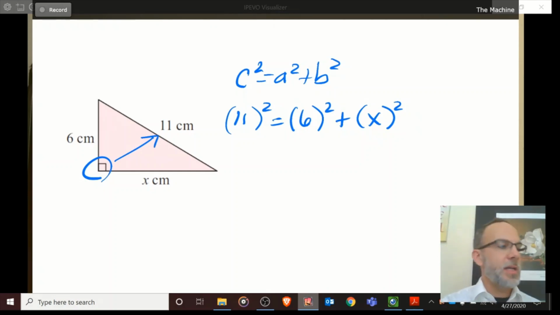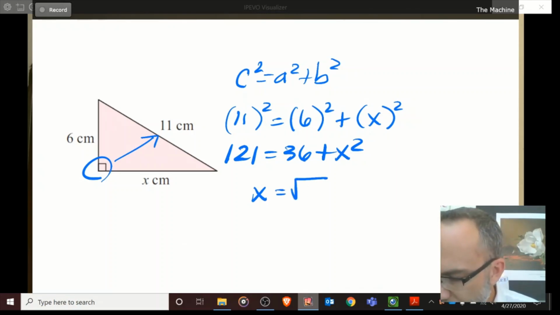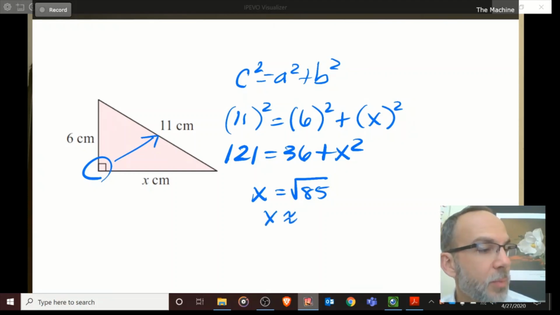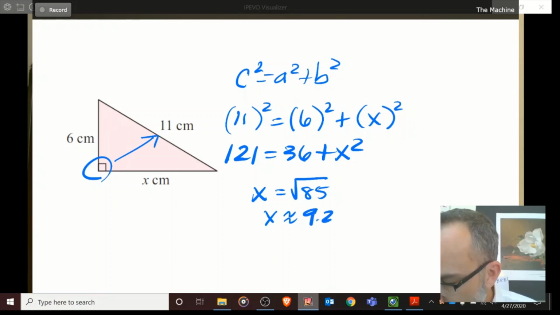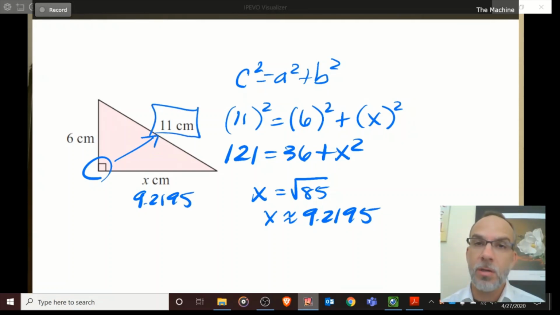So what have I got now on this one? I've got 121 is equal to 36 plus x squared. I do the math. I get x is equal to, say, the square root of 85. Or x is approximately equal to 9.2195. Let me think about this. Can this side be 9.2195? Well, it has to be shorter than the hypotenuse, because the hypotenuse is the longest side in any right triangle. Is it shorter than that? Yes. So it's reasonable. If you'd have gotten a bigger answer than 11, like 14 or something like that, you would have made a mistake somewhere.